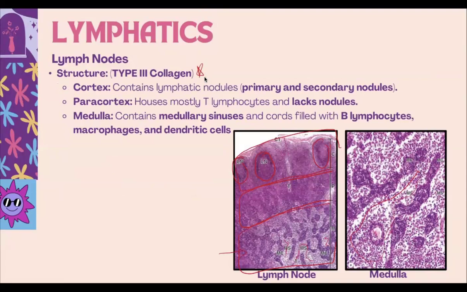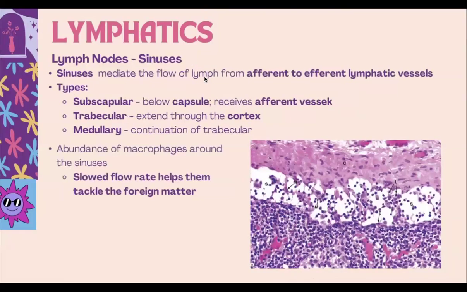So you start from the top and you go all the way down to the medulla, and the bottom of it is where you have the hilum. So you have subcapsular, which is right below the capsule. These are the ones that receive the afferent vessel.